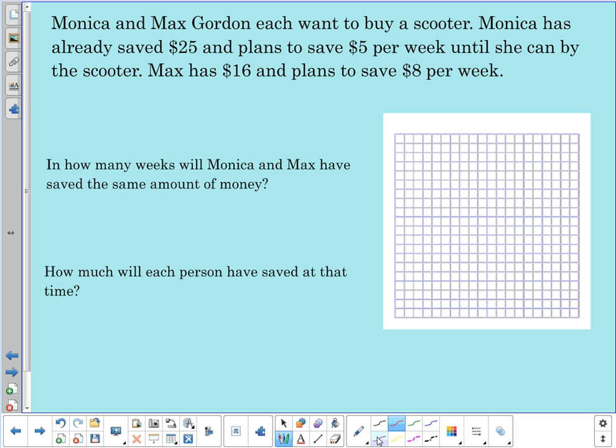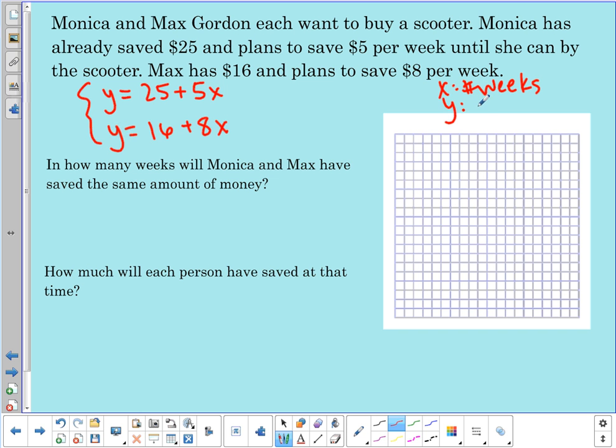So how many weeks will it take them to get to the same point, and how much money will they have at that point? Let's first start off by writing ourselves a system. We need an equation for Monica, and we need an equation for Max. So Monica's money is going to look like this. The money that she has is going to equal the $25 that she's already saved plus the $5 times each week. And I'll just call my number of weeks x. For Max, the money that he has saved is going to start with $16, but it's going to add $8 for each week that he saves his money. So there's my system. I'm saying again that x is the number of weeks, and now y is going to be the money saved.